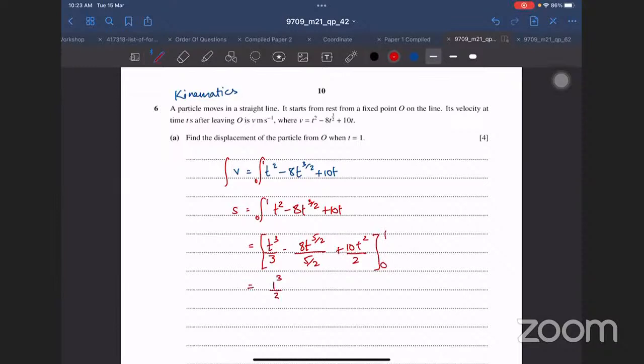So 1 cubed over 3 minus 8 into 1 power 5 over 2 divided by 5 over 2 plus 5 into 1 squared. Minus, all the terms are 0, so all of them become 0. I can ignore that and tell you that the final answer should be 2.133, or you can also say that's 32 over 15.